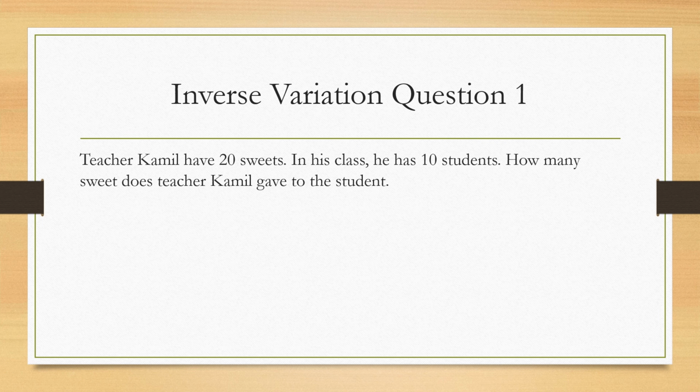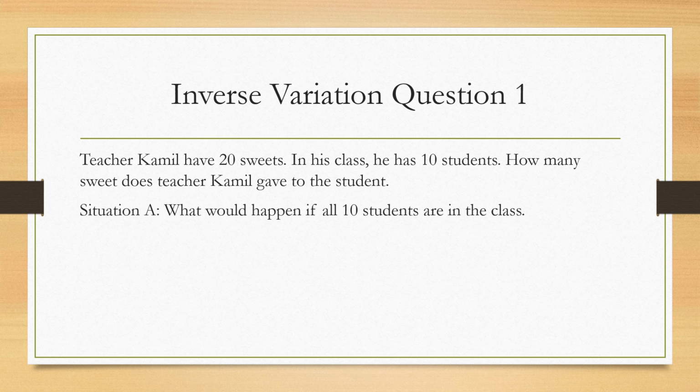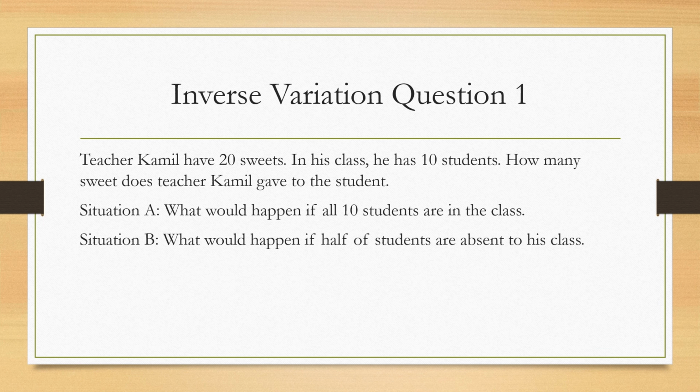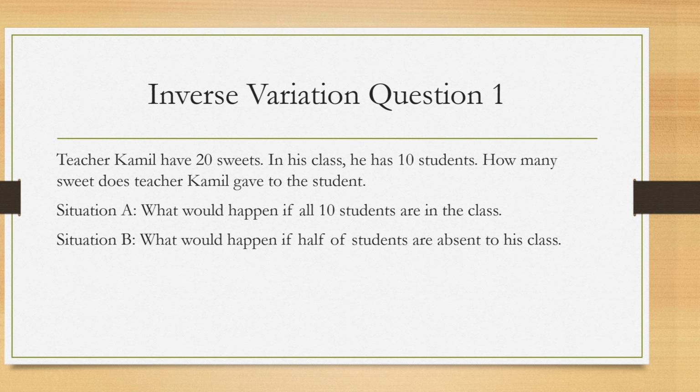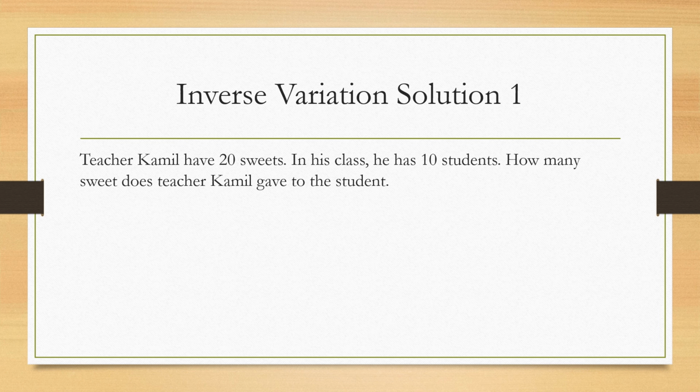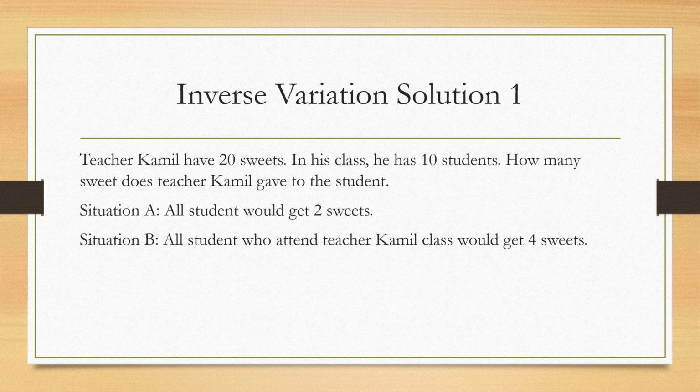Kamil has 20 treats. In his class, he has 10 students. How many treats does teacher Kamil give to the students? Situation A: what will happen if all 10 students are in the class? Situation B: what will happen if half of the students are absent from this class? So in situation A, all the students attend his class. So all students will get 2 treats. In situation B, all students who attend teacher Kamil's class will get 4 treats. Why? Because only half of the students come to class. So 10/2, so there will be only 5.